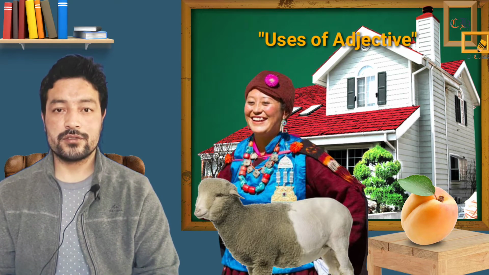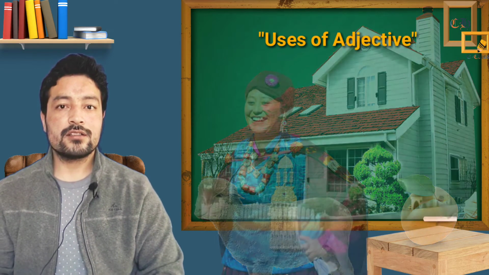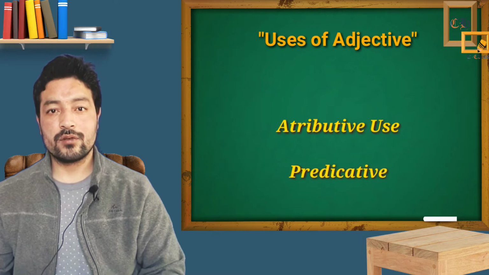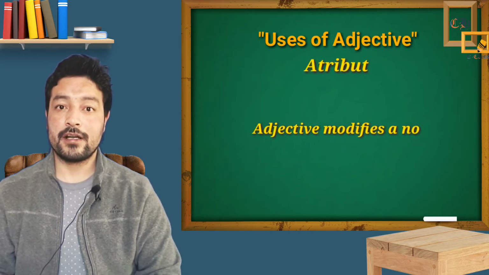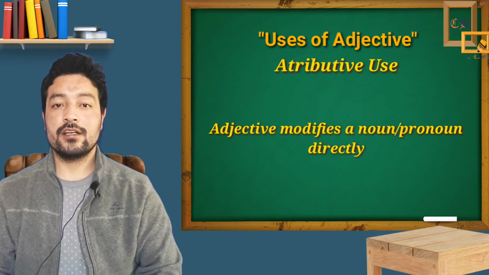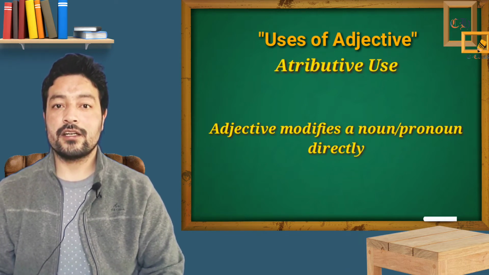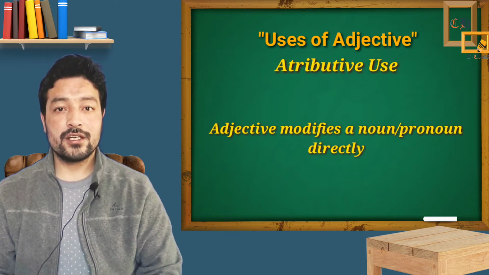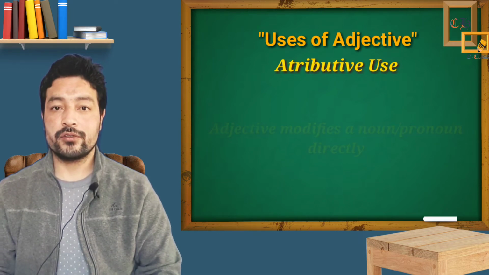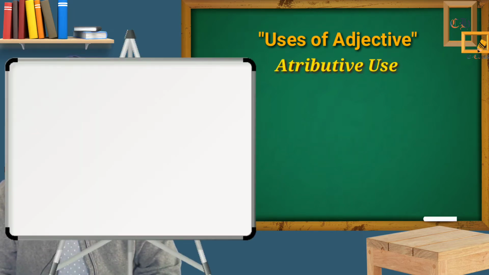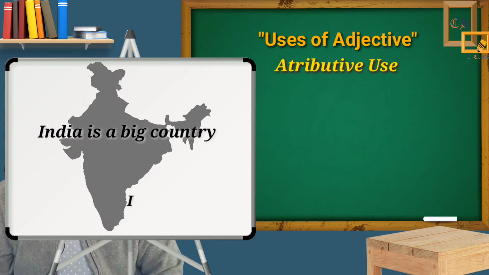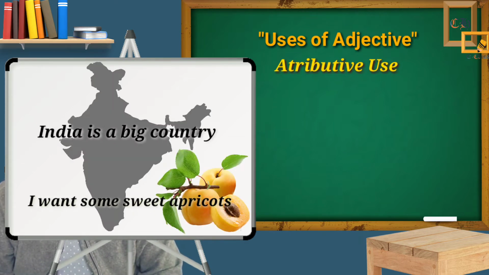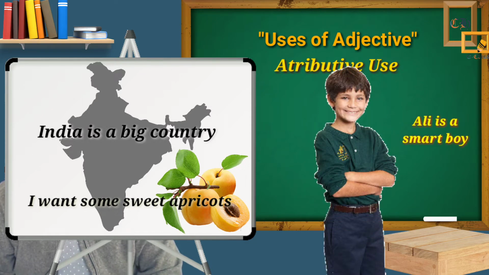Before going to the kinds of adjectives, let us understand the two main uses of adjectives. One is known as attributive use and the second one is known as predicative use. When an adjective modifies or qualifies a noun or a pronoun in a direct way, it is called attributive use. In this case, we place the adjective just before the noun. See, for example, India is a big country. I want some sweet apricots. Ali is a smart boy.